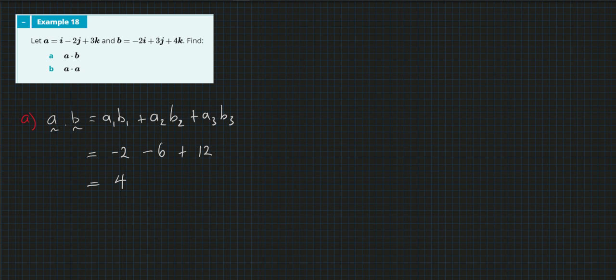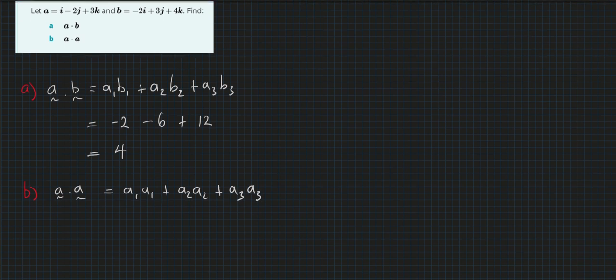So now the next one is a little bit of a diversion from that. We're looking at A dot A. So in other words, A1 times A1 plus A2 times A2 plus A3 times A3. And we've got 1 times 1, and minus 2 times minus 2 is positive 4, and 3 times 3 is 9, so that equals 14.